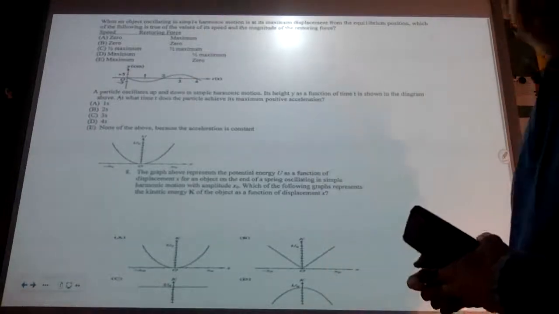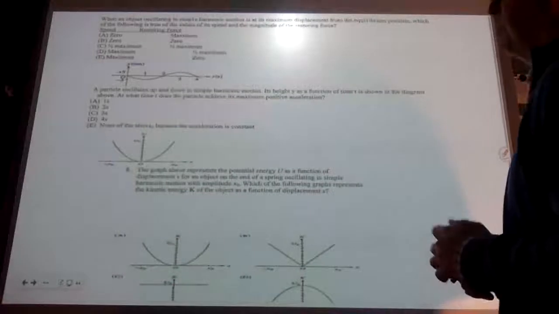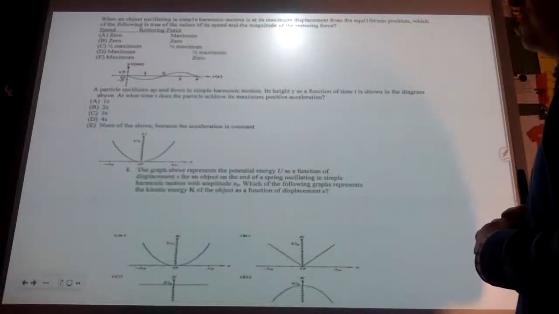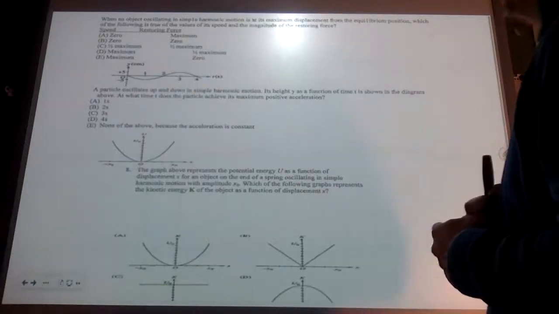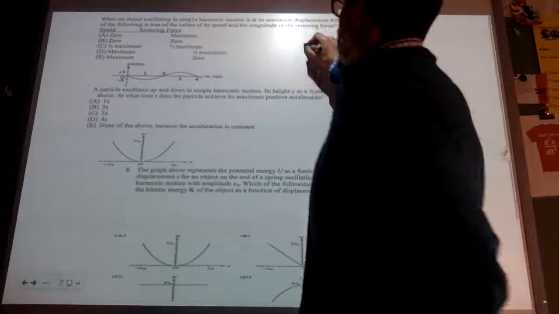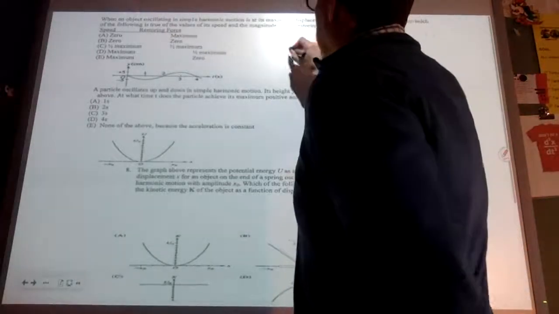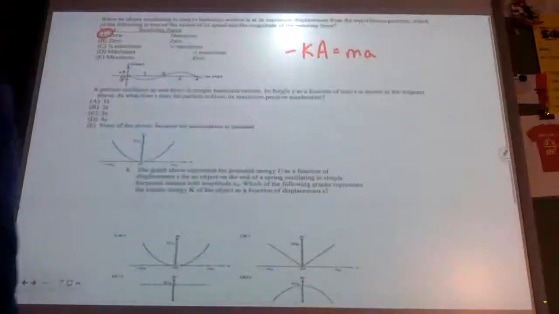When an object oscillates, can you read that? I hope you can read it. When an object oscillates in simple harmonic motion at a maximum displacement from equilibrium position, which of the following is true of the value of its speed and magnitude of restoring force? At maximum displacement, the restoring force is a maximum and it's not moving. It has all spring energy.